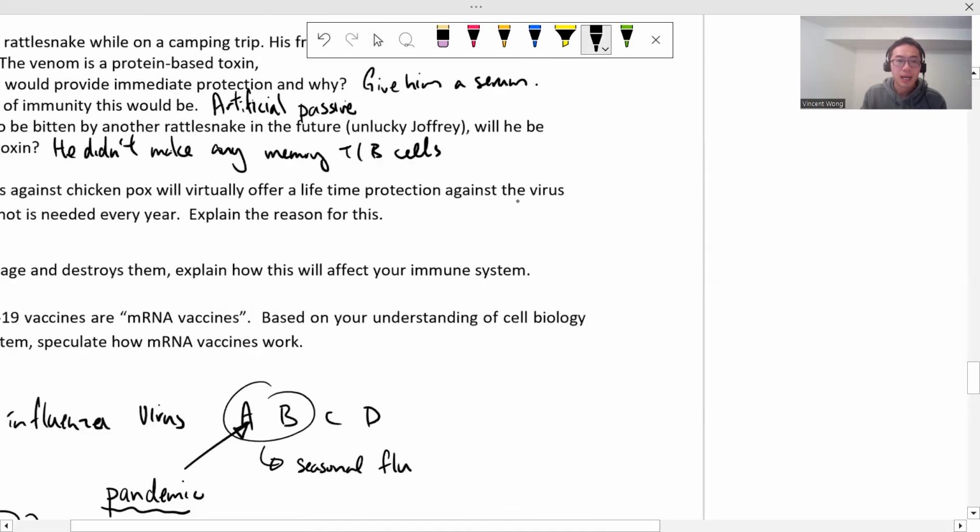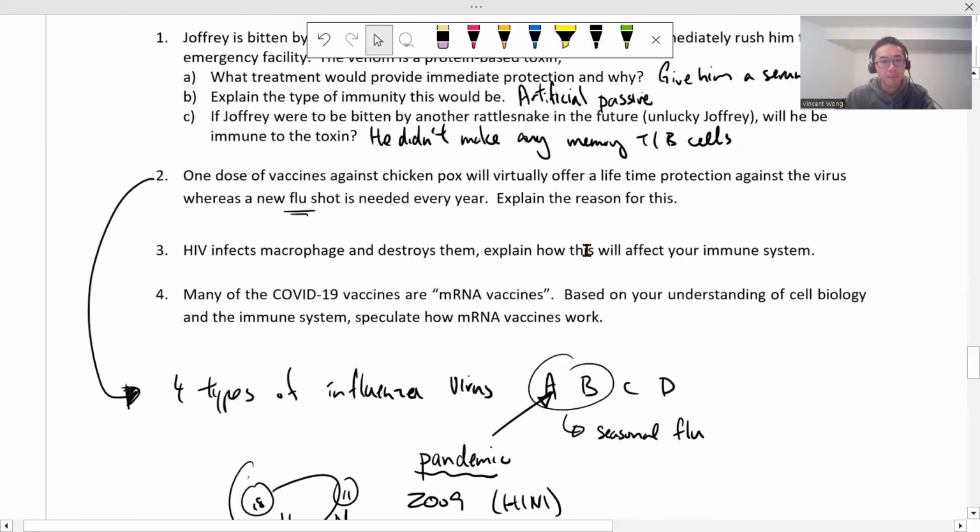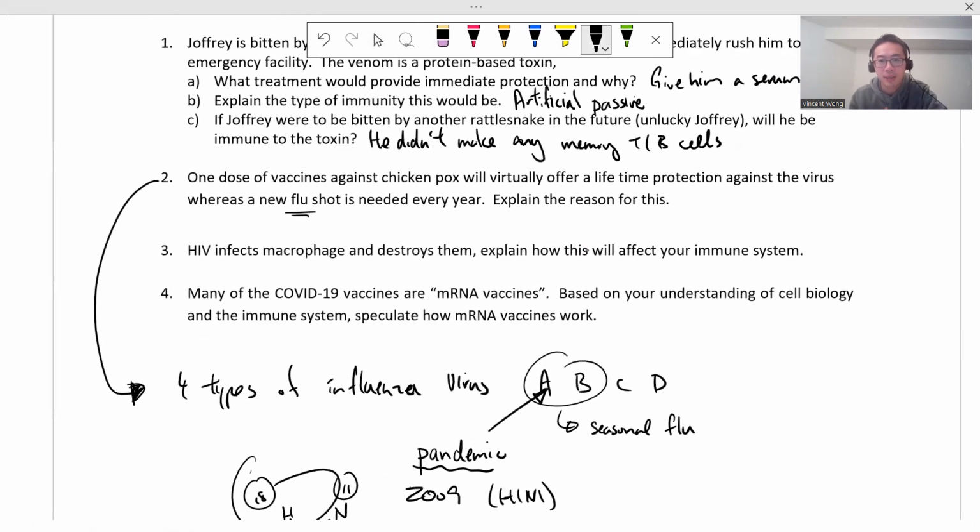All right, moving on. HIV infects macrophages and destroys them. Explain how this will affect your immune system. I forgot who asked this question, but it was like two or three weeks ago, and I keep saying we're going to look at it later on. This is the later on, okay? So the reason why the body cannot just make antibodies to attack the HIV. HIV, by the way, is the virus that causes AIDS, right?